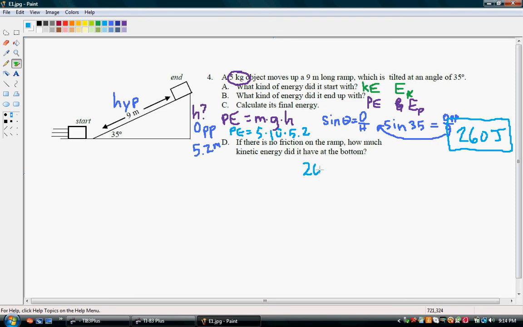So we also have 260 joules of kinetic energy. And there you have it. We're done with this problem.